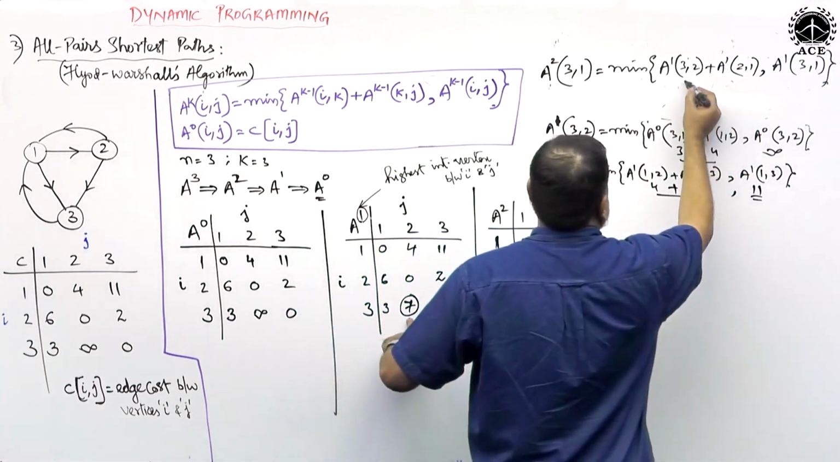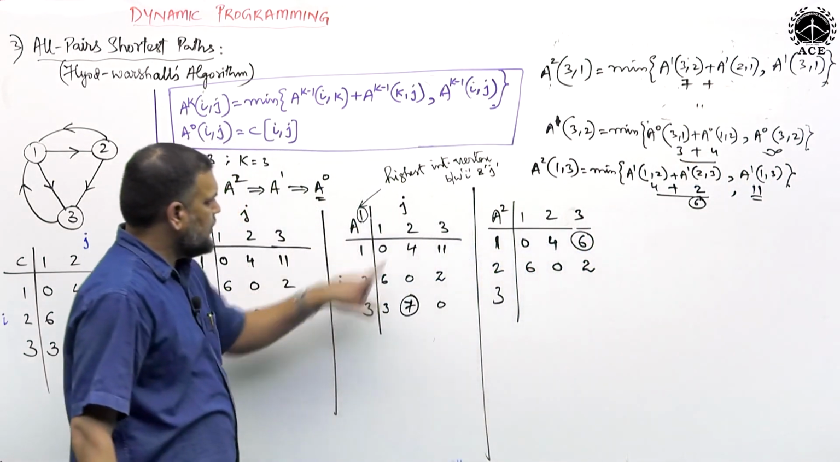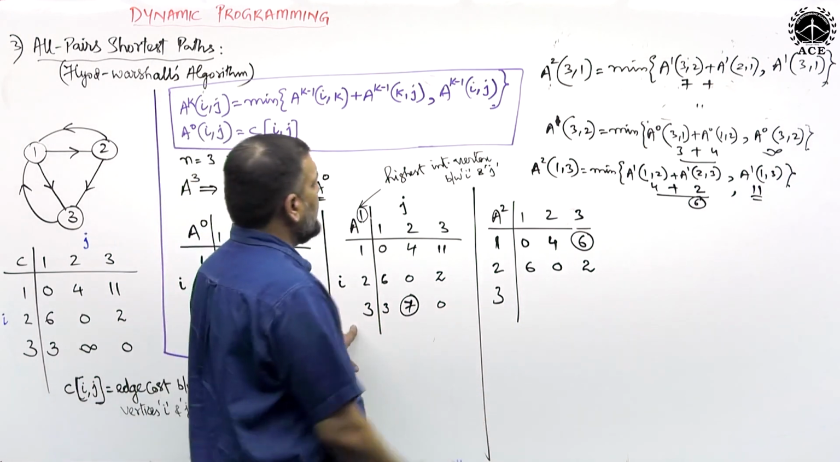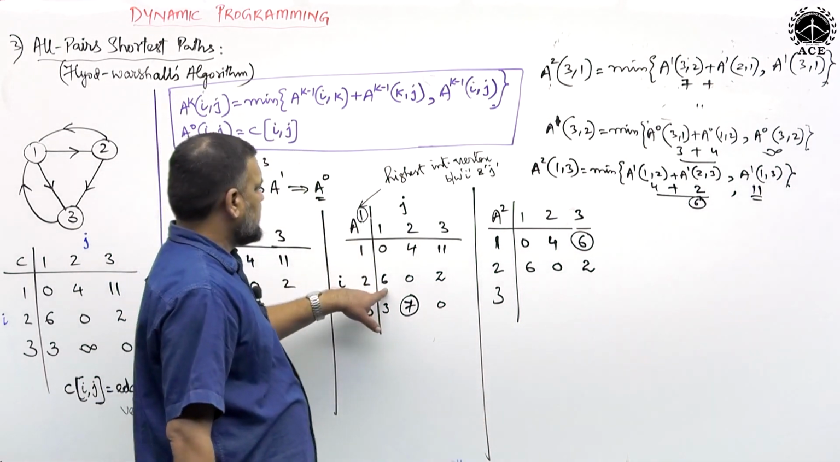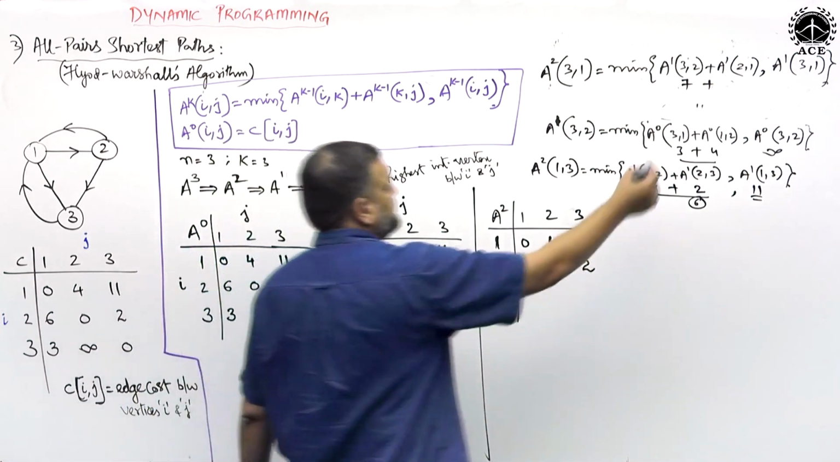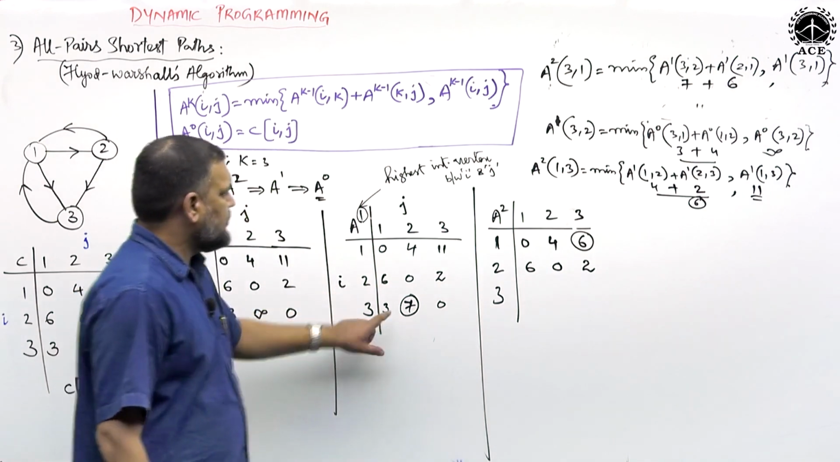7. A1 3 2, look at this, A1 3 2 is 7, then A1 2 1, so 2 1 is 6, is it not? 7 plus 6. And what is A1 3 1? A1 3 1 is 3.